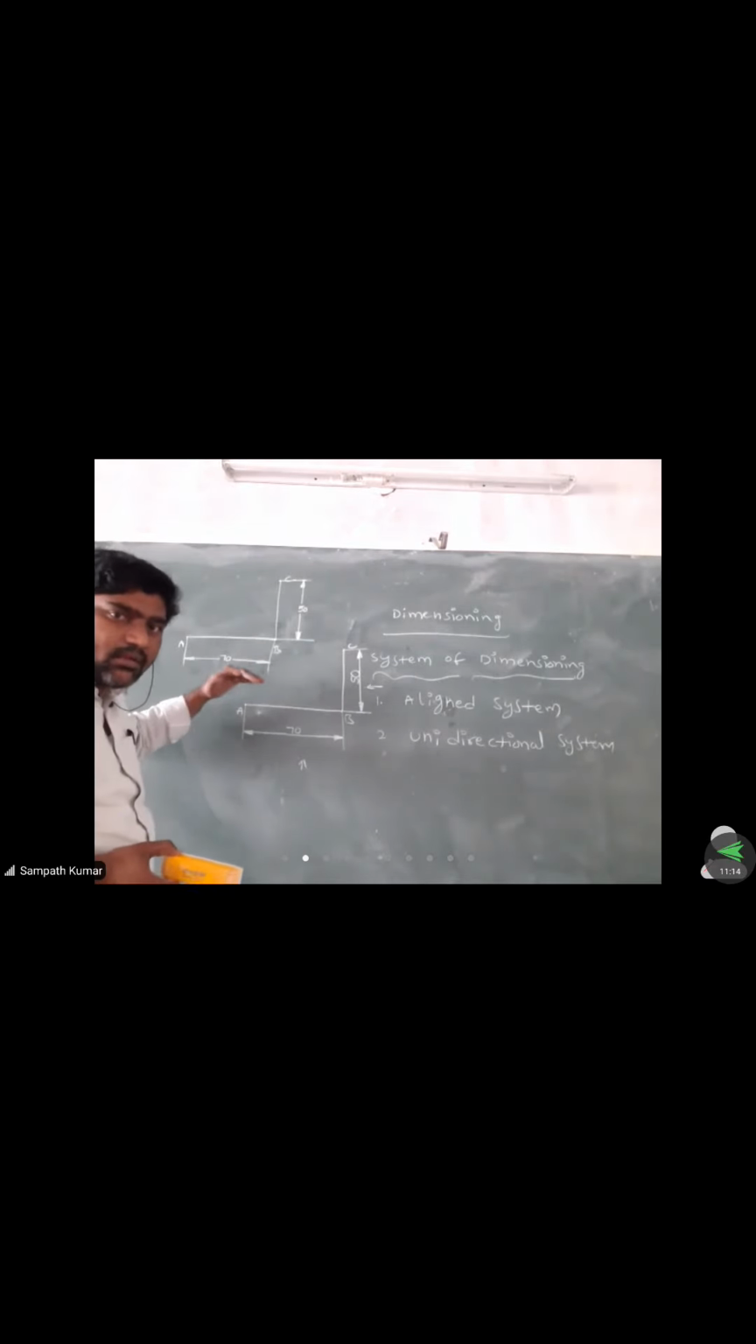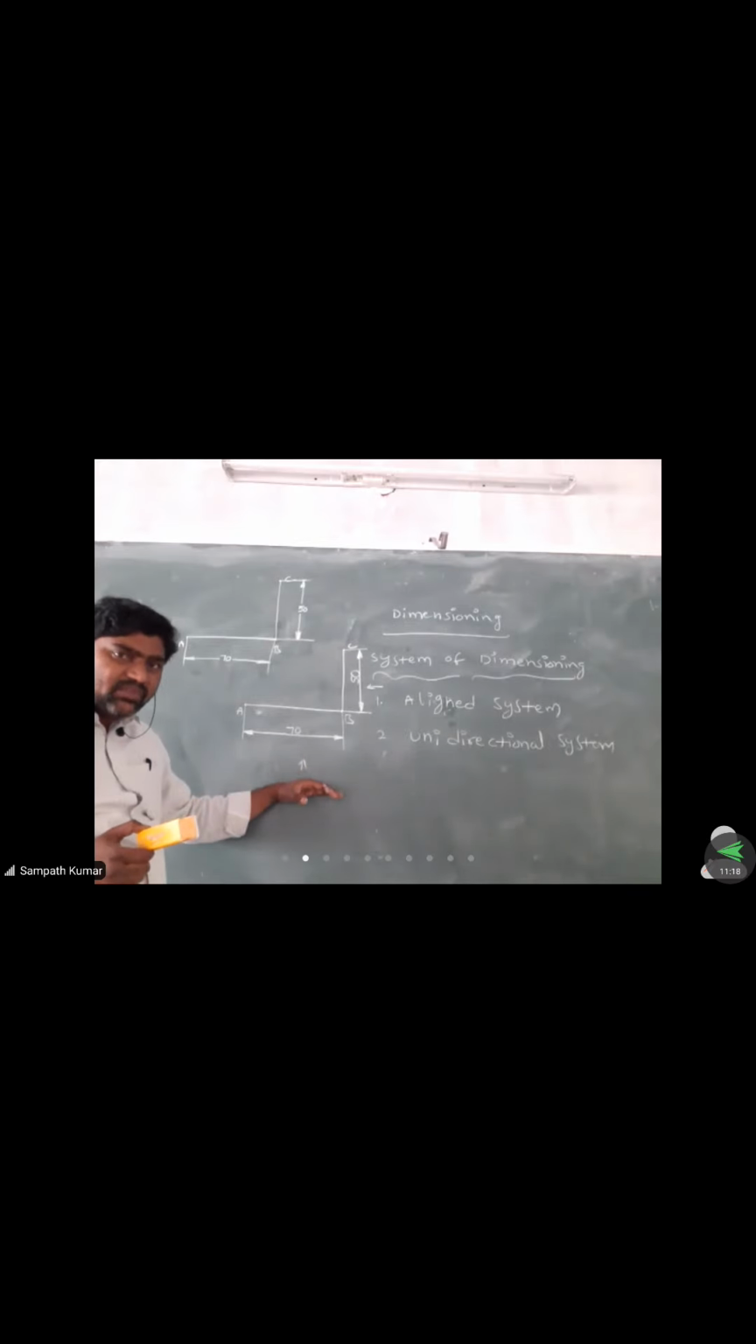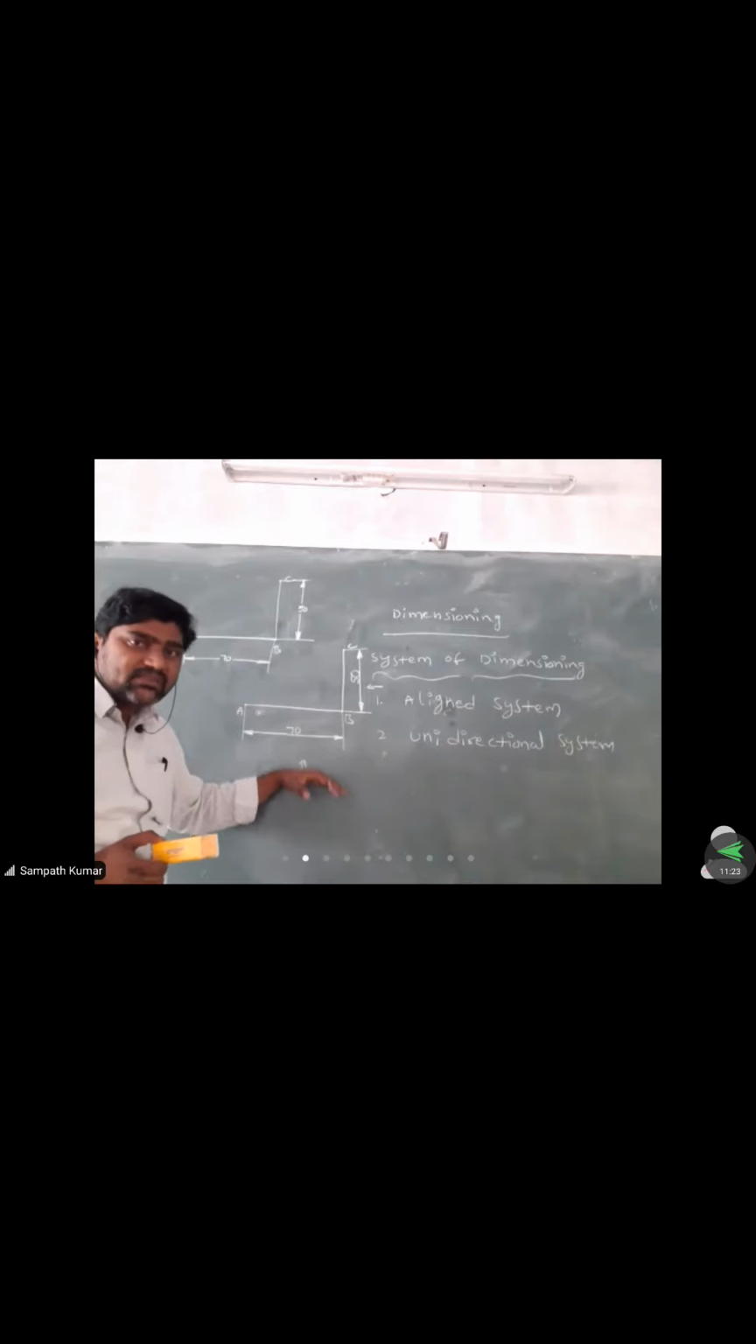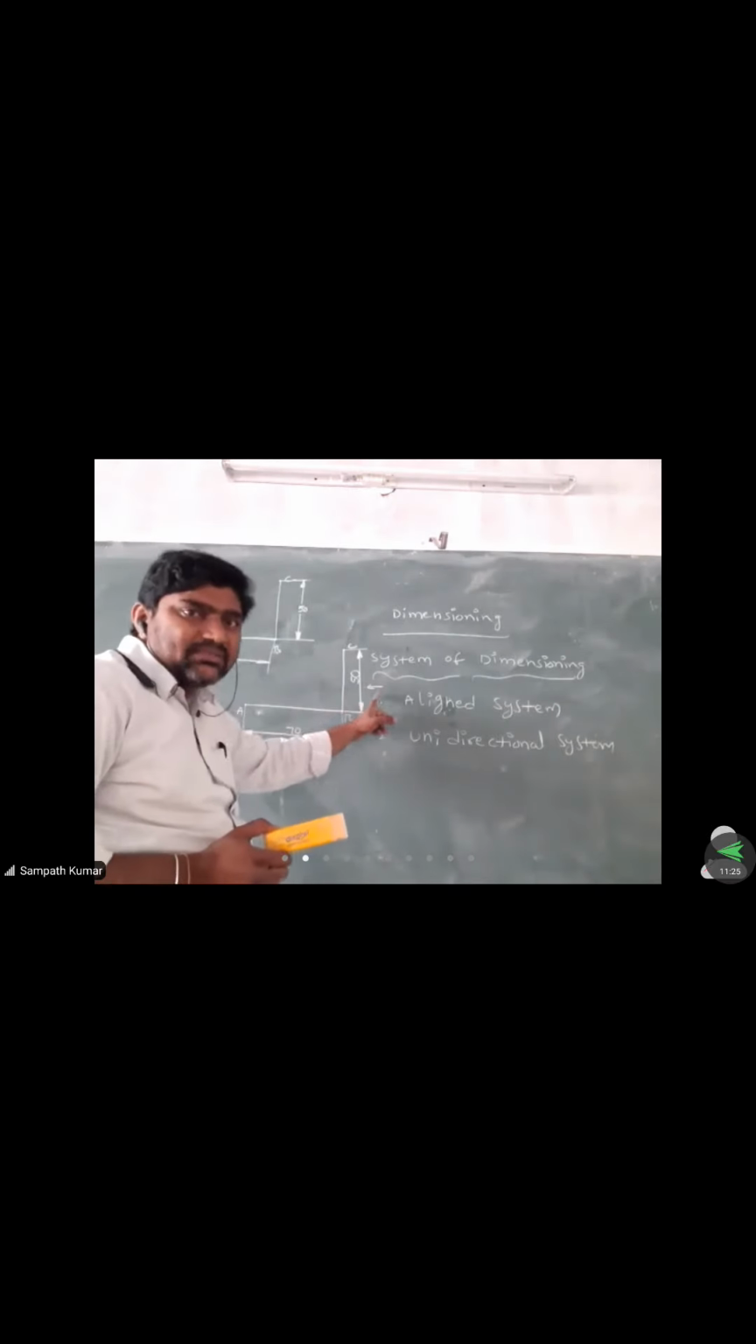Okay, in this system the value reads from only the bottom edge of the drawing sheet. In this one, the aligned system, it reads from the object. The object dimensions it reads from the bottom edge of the drawing sheet and the right hand edge of the drawing sheet.